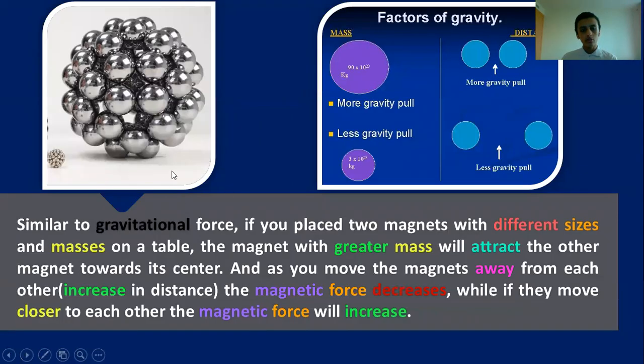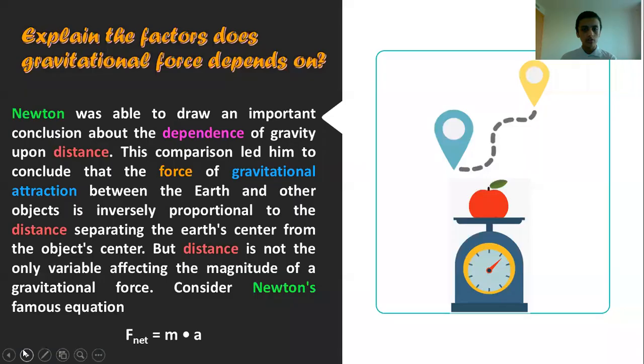And here is a small example. Similar to gravitational force, if you placed two magnets with different sizes and masses on a table, the magnet with greater mass will attract the smaller one to its center. And as you move them away from each other, the magnetic force will be weaker. And similar to gravitational force, if you move closer to each other, it will increase.